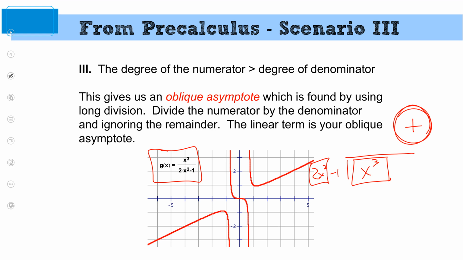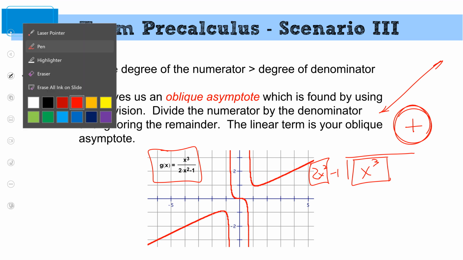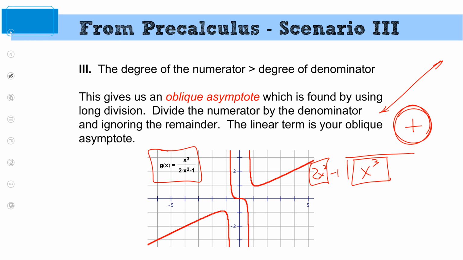Can you all do that? Okay, good. Now, why do we care that it's positive? Because we know that if it's positive, it's going to be going up to the right. If it's negative, it's going to go down to the right. And we'll talk in a little bit why that's relevant, okay, when we start looking at limits.